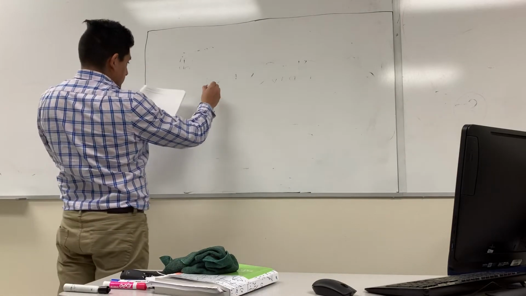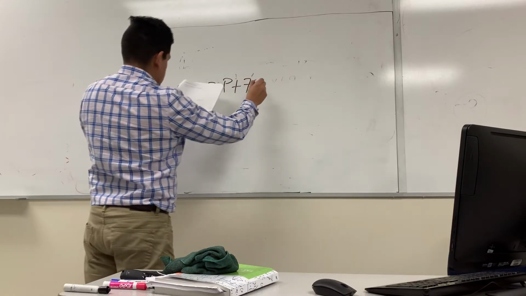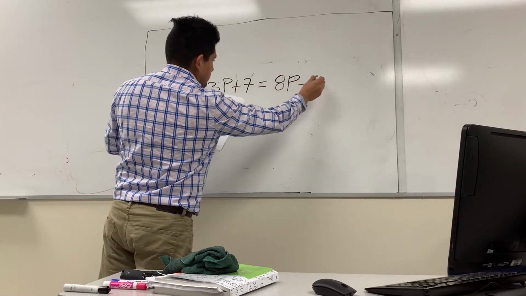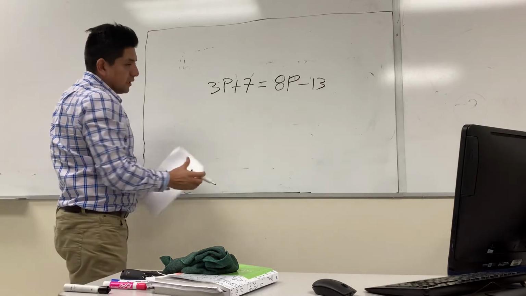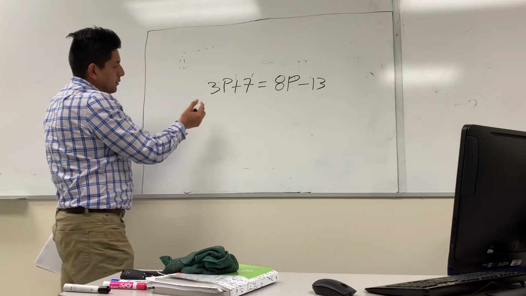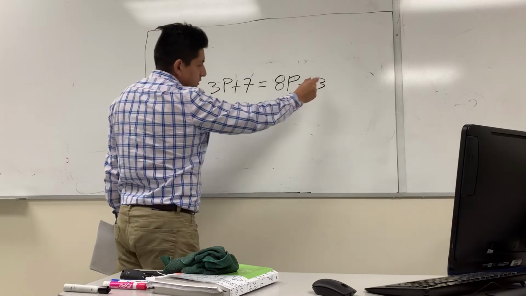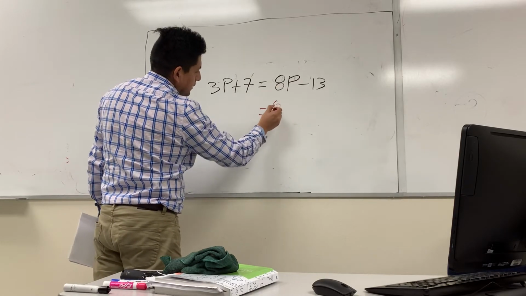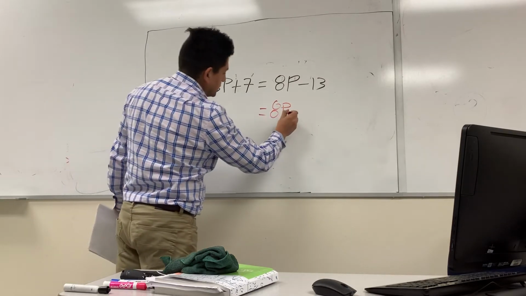And the last problem, we have 3p plus 7 is equal to 8p minus 13. Okay. Another way of thinking is moving things around and changing the sign as we do it. This 3p on this side is positive, so if I move it to the other side, it will be negative. So I'm going to copy the 8p, and this, which is positive, moving to the other side will become negative.